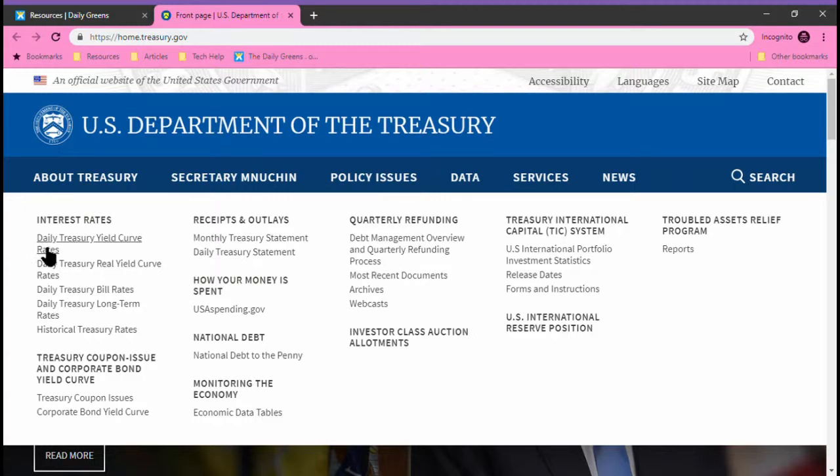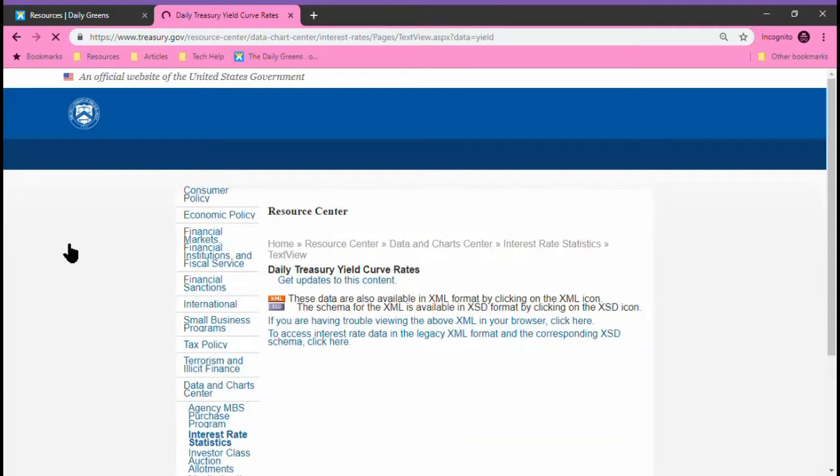Okay. Daily Treasury Yield Curve Rates. You see there's Real Yield Curve Rates as well. We're going to click on the top one.